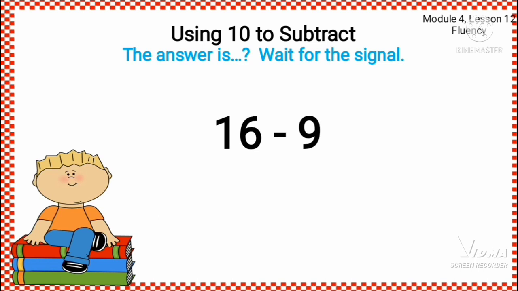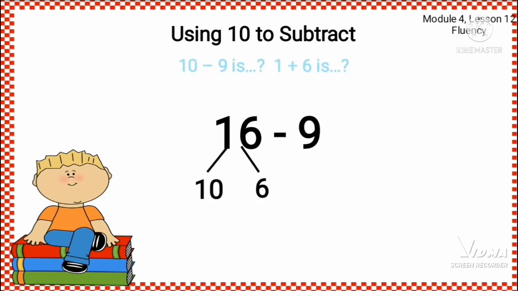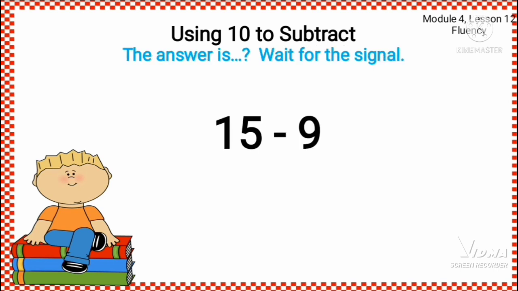Alright, let's check if your answer is correct. I know that 16 is the same as 10 and 6. 10 plus 6. Look at the way I wrote it. 10 minus 9 is 1, and 1 plus 6 is 7. So 16 minus 9 is 7. Another question. 15 minus 9. Solve quickly. What's your answer?